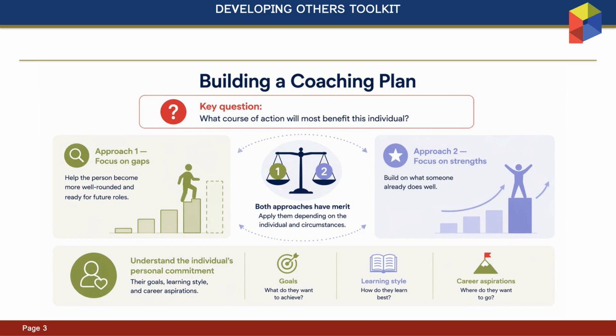Turn to page 3. When building a coaching plan, the key question is, what course of action will most benefit this individual? There are 2 main approaches. Approach 1 focuses on gaps, helping the person become more well-rounded and ready for future roles. Approach 2 focuses on strengths, building on what someone already does well. Both approaches have merit, so apply them depending on the individual and circumstances. To determine the right approach, you need to understand the individual's personal commitment, their goals, their learning style, and their career aspirations.